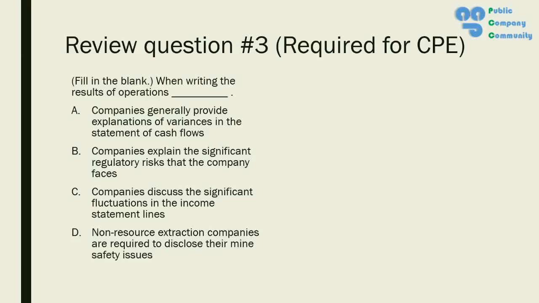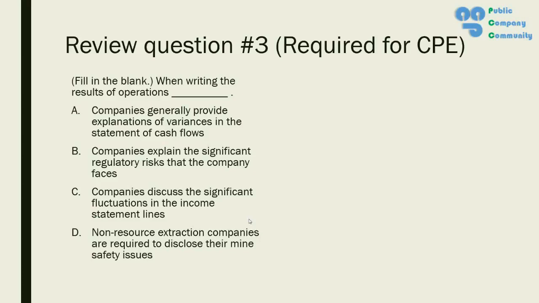All right, so let's go through some review questions here. Now, this is a fill in the blank. When writing the results of operations, A, companies generally provide explanations of variances in the statement of cash flows in the results of operations, or B, companies explain the significant regulatory risks that the company faces, or C, companies discuss the significant fluctuations in the income statement lines, or D, non-resource extraction companies are required to disclose their mine safety issues. All right, let me give you all a chance to think of your answers.